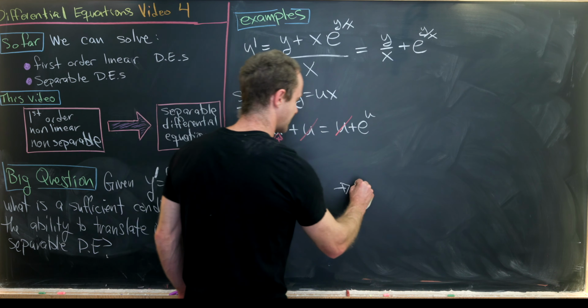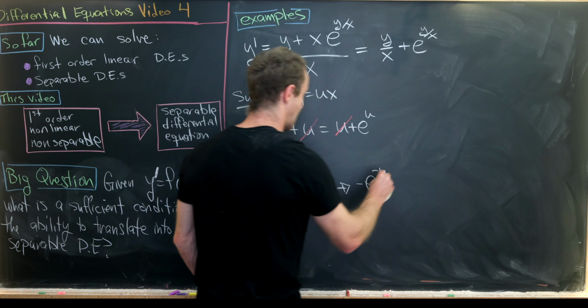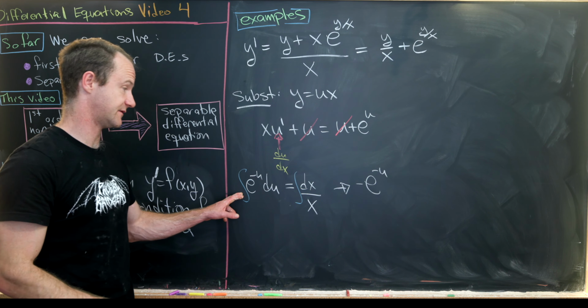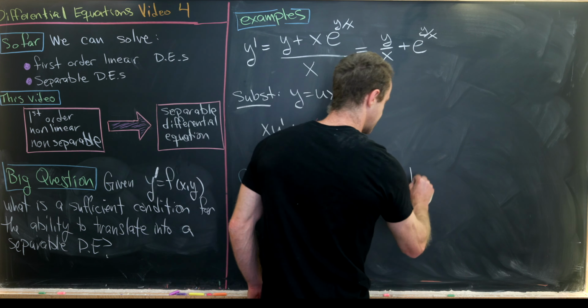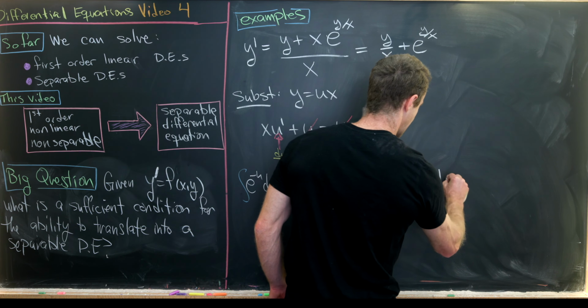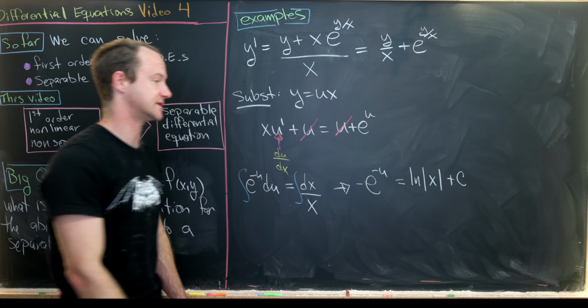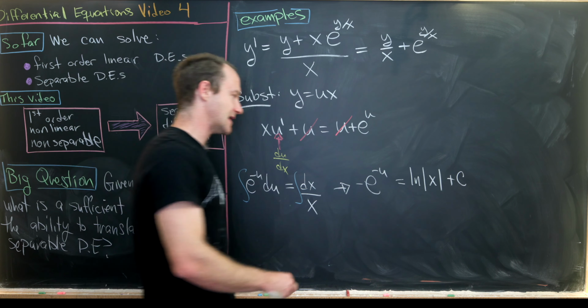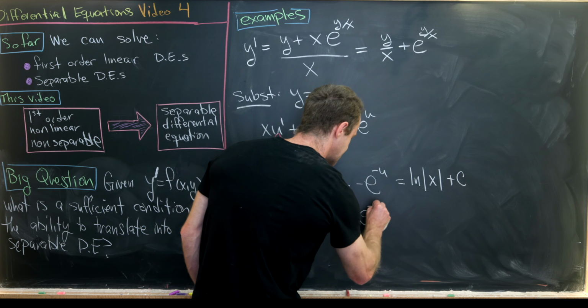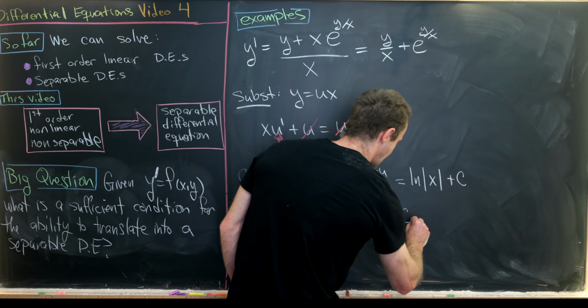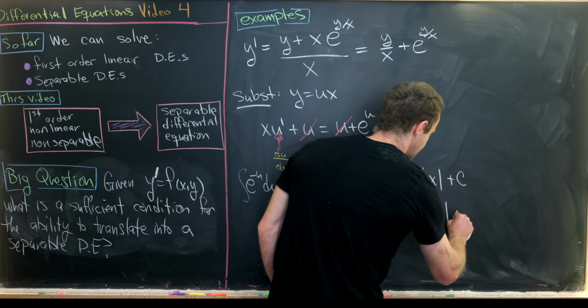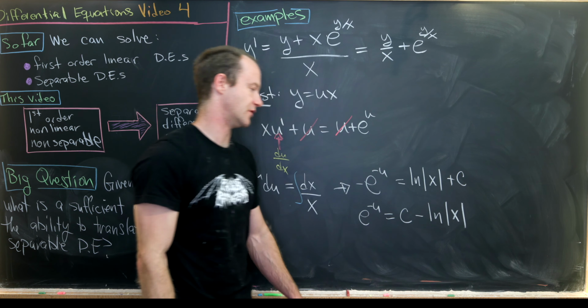So that's going to give us minus e to the minus u from this left-hand side equals the natural log of the absolute value of x plus some constant. And now we'll negate both sides. That'll give us e to the minus u equals that constant minus the natural log of the absolute value of x, where I've absorbed that minus sign into the constant.